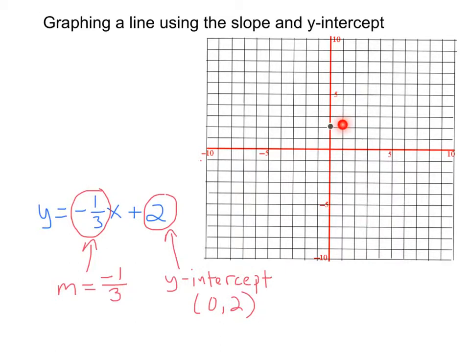And we can do this several times if we want. So we can go down 1 and then to the right 3, and then down 1 again and to the right 3 again, and then down 1 again and to the right 3. And we can keep doing that as many times as we want. And that will produce a sequence of points that are also on the line. So we'll plot those points. And once we've plotted those points, we can just connect them with a straight line.